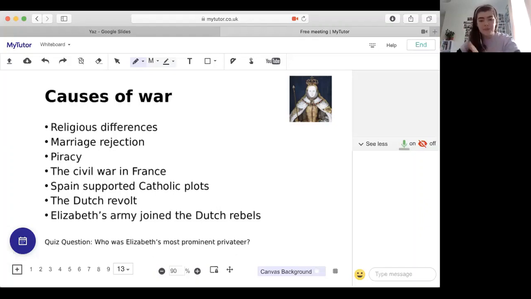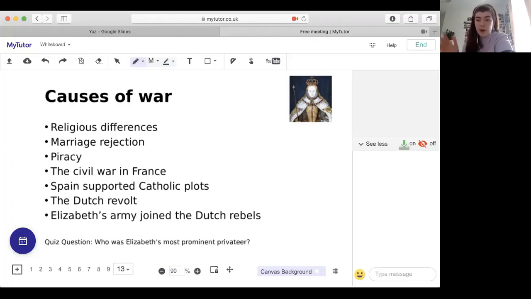Spain also supported Catholic plots. There was a lot of evidence of Spanish support of plots to restore Catholicism to England, particularly involving Mary, Queen of Scots, to the throne and get Elizabeth off.